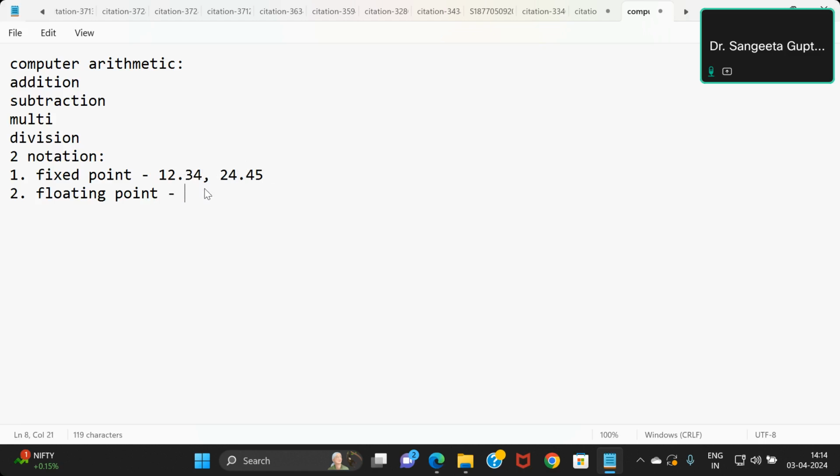Whereas in floating point, after the decimal we can have a variable number of digits. Like 12.345, where there are 3 digits after the decimal, 45.67, 67.4, etc. So these are the differences between fixed point notation and floating point notation.